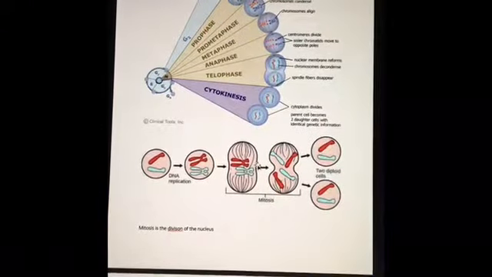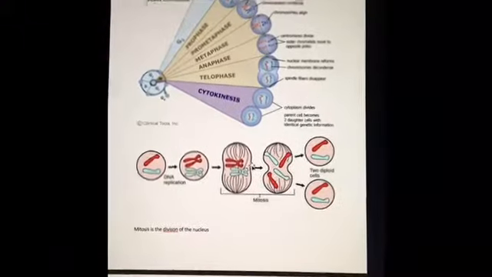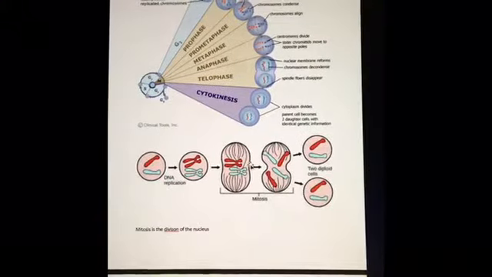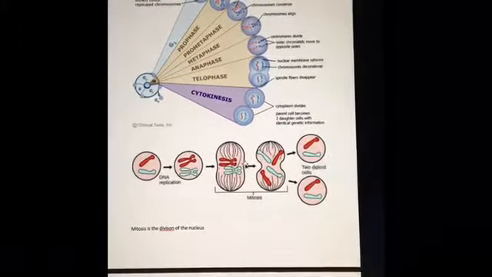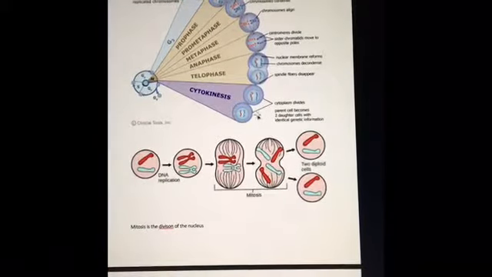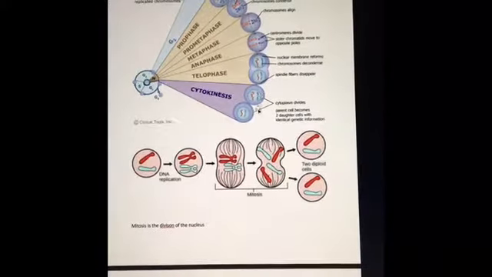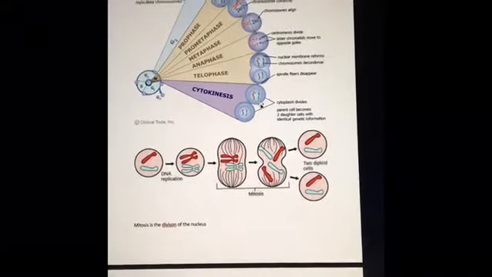And cytokinesis is where the cleavage starts to form again. The cleavage furrow forms, and then the cell plate forms when it's in a plant cell, and then they separate, forming two daughter cells, two diploids.